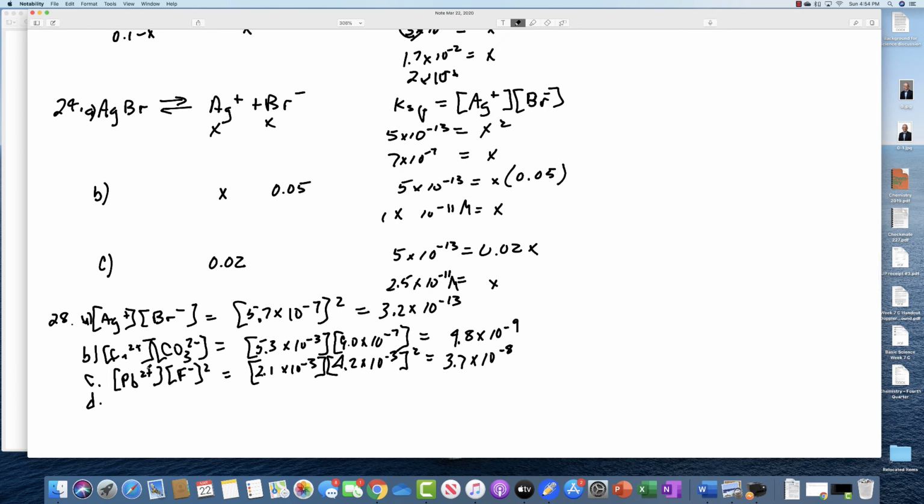The next one is silver chromate, which is going to be the silver concentration squared times the chromate concentration. And so it's going to be 5.3 times 10 to the minus 3 squared times 3.2 times 10 to the minus 3. I think it was minus 5 here actually. Make sure I got that right. Yep. 9.0 times 10 to the minus 12.